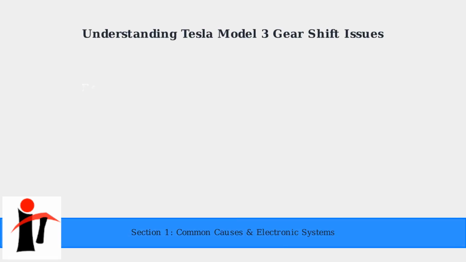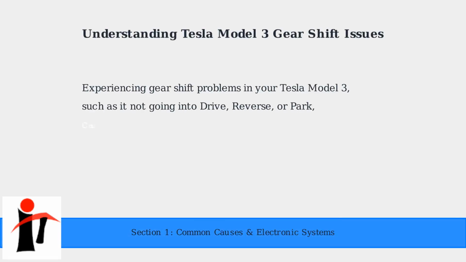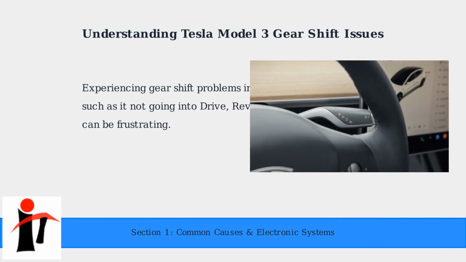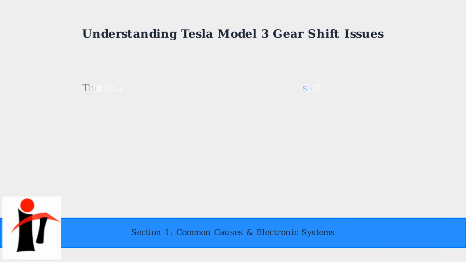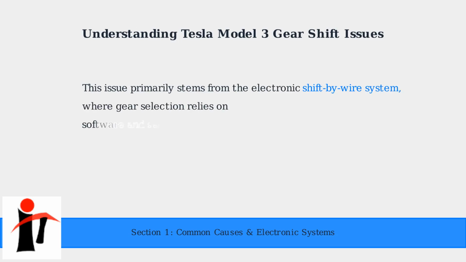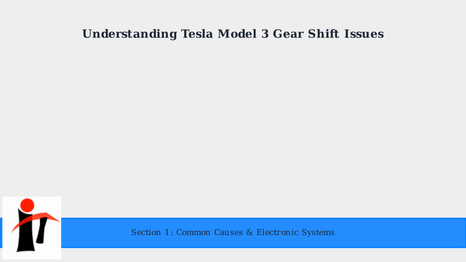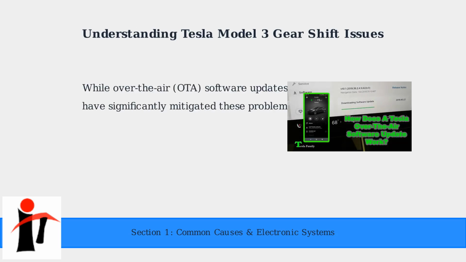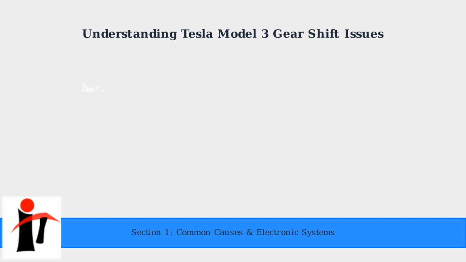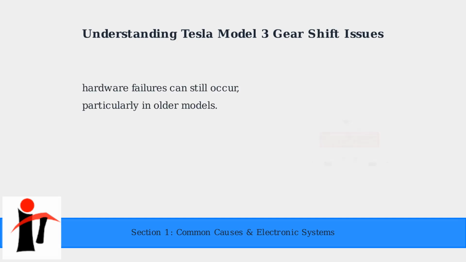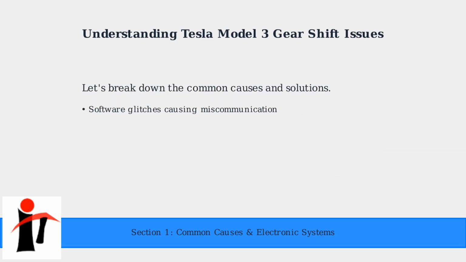Experiencing gear shift problems in your Tesla Model 3, such as it not going into drive, reverse, or park, can be frustrating. This issue primarily stems from the electronic shift-by-wire system, where gear selection relies on software and sensors rather than mechanical linkages. While over-the-air (OTA) software updates have significantly mitigated these problems, hardware failures can still occur, particularly in older models. Let's break down the common causes and solutions.